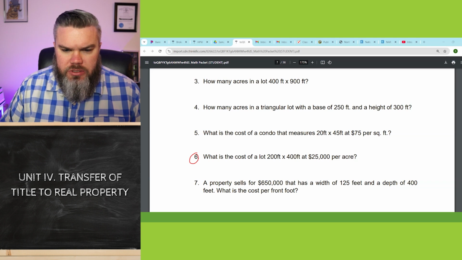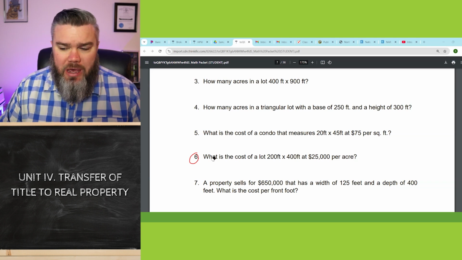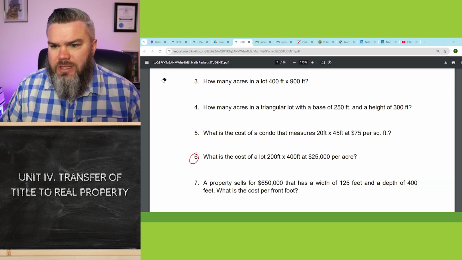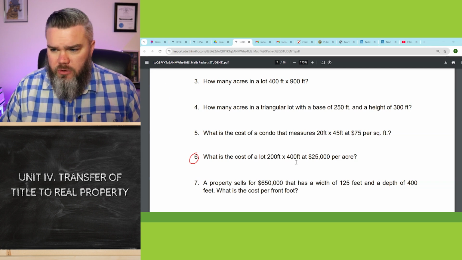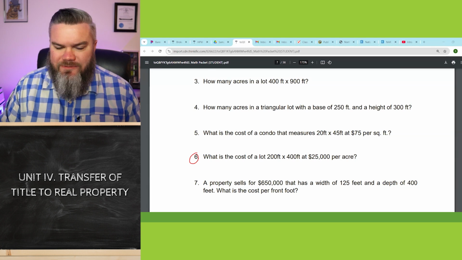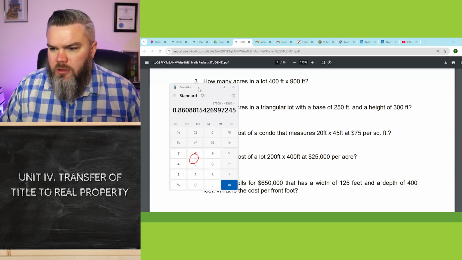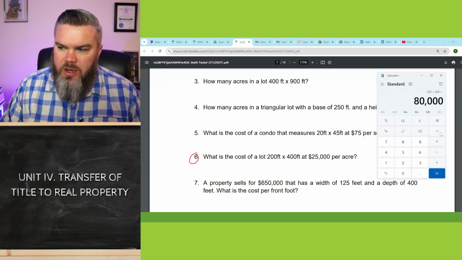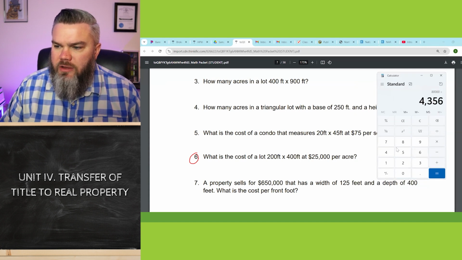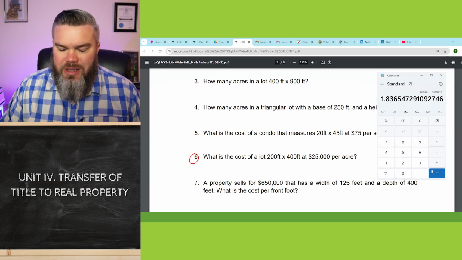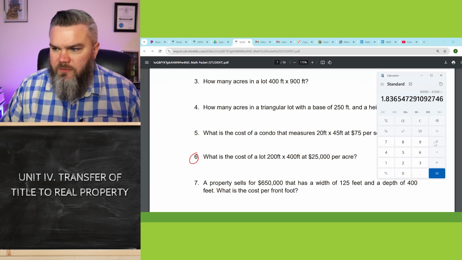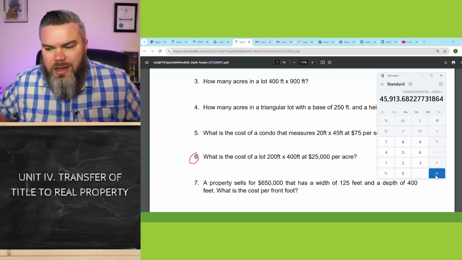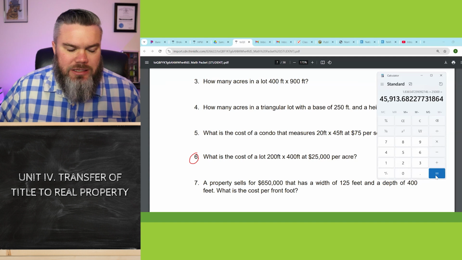So, of course, this is what you would refer to as a multi-step math problem. A lot of these end up being that. So what is the cost of a lot 200 feet by 400 feet at a cost of 25,000 an acre? First things first, take your 200 feet multiplied by 400 to get 80,000 square feet. 80,000 square feet divided by 43,560 gives us the acreage, and then your acreage times your $25,000 per acre. 45,913.68, depending on how you round it.